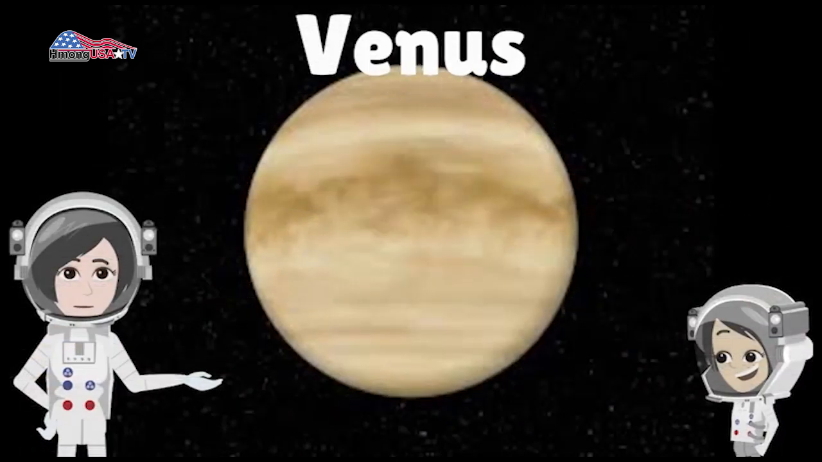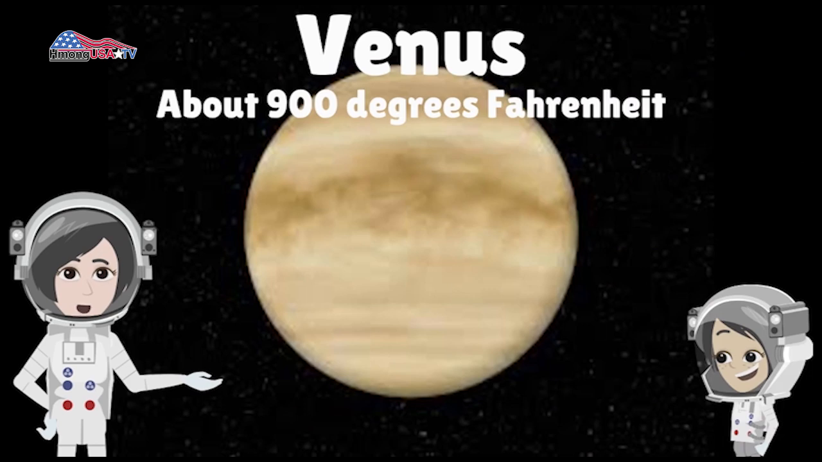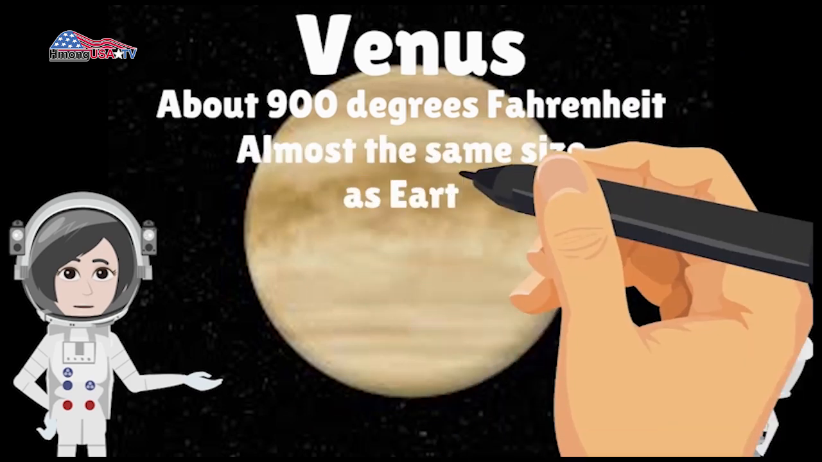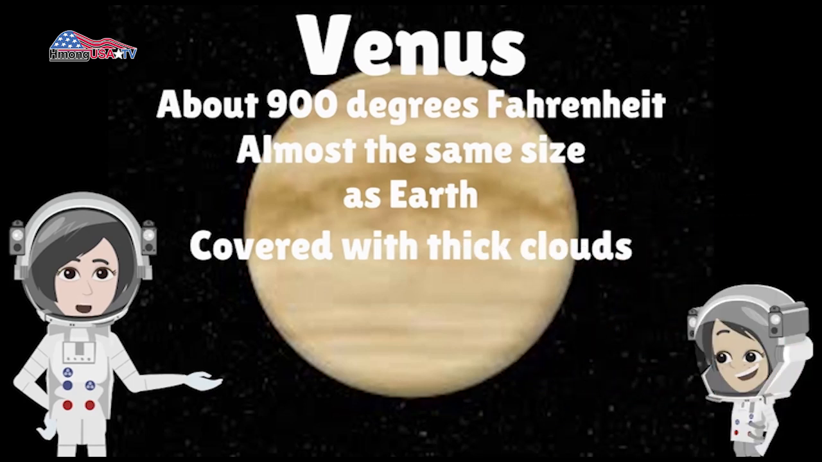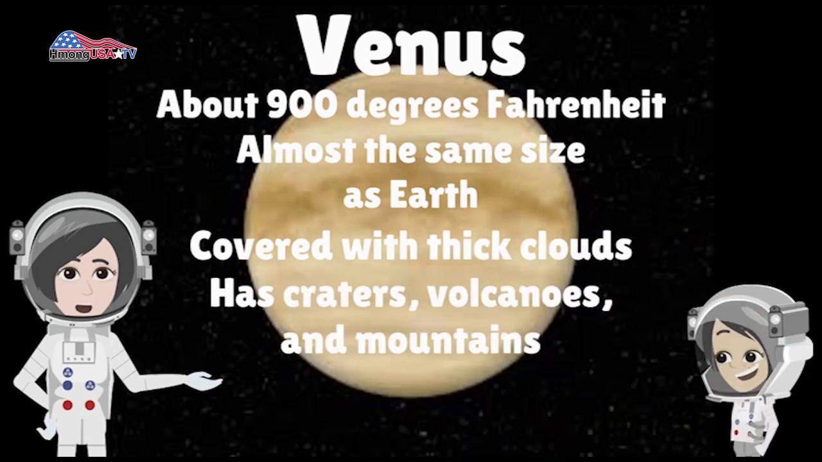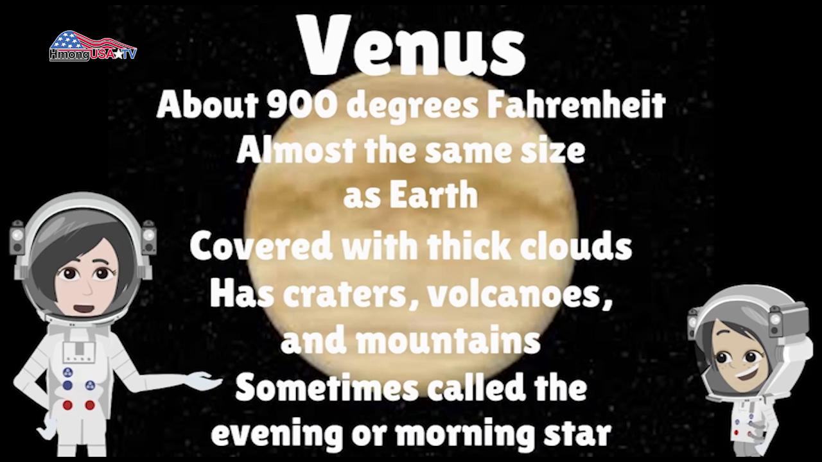This is Venus, the second planet away from the Sun. It has a surface temperature of about 900 degrees Fahrenheit, and it's almost the same size as Earth. Venus is covered with thick clouds and has craters, volcanoes, and mountains. Venus is sometimes called the evening or morning star.